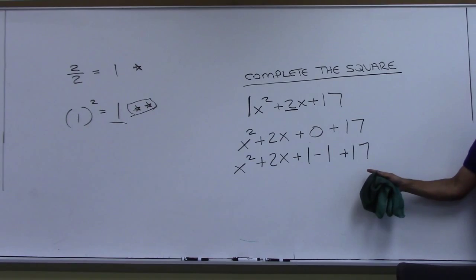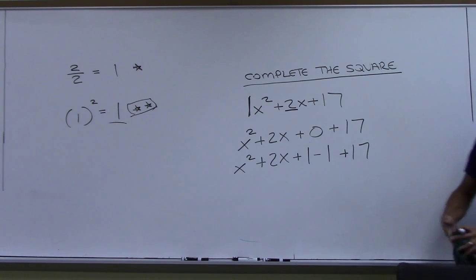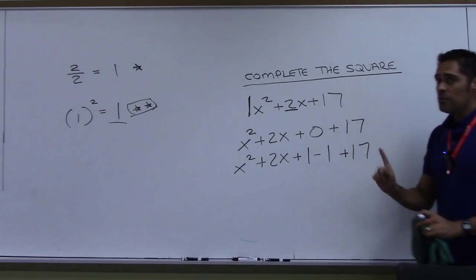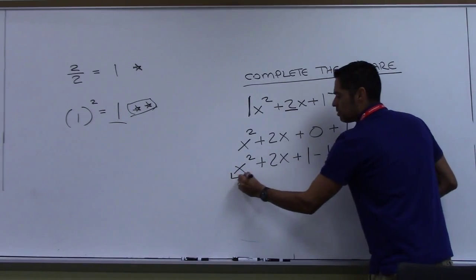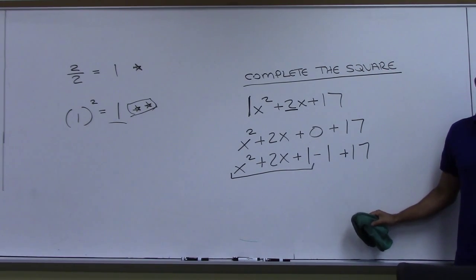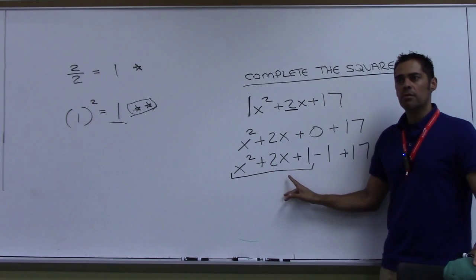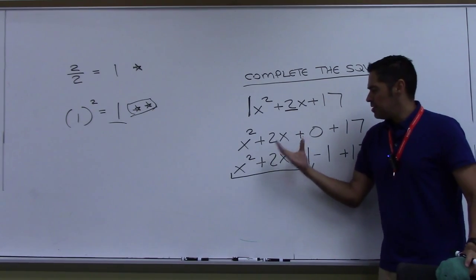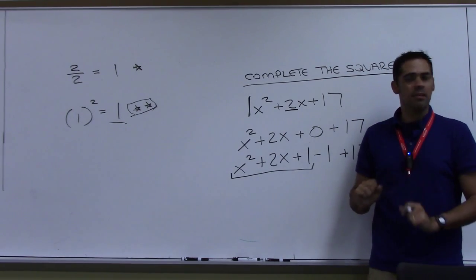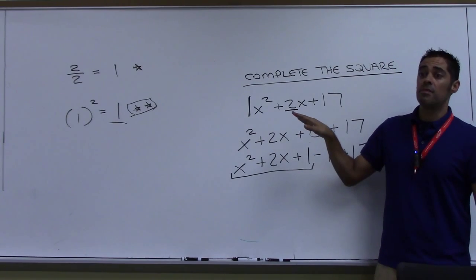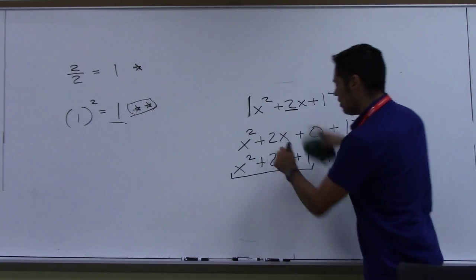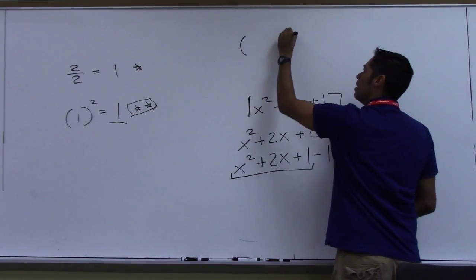Now, if you do this correctly, meaning you take that number, divide it by 2, then square it, and then add and subtract it, the first 3 terms are a perfect square trinomial every single time. Without fail. Which means what? This is something in parentheses times itself. What is it? x plus 1 times x plus 1, isn't it? So these first 3 terms will always turn into something squared.